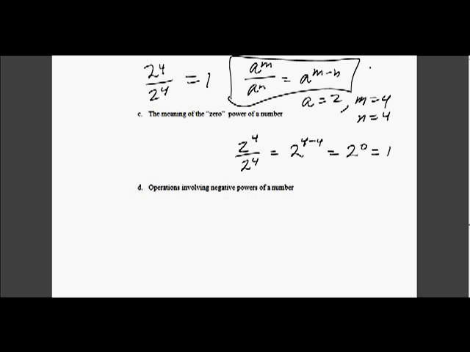I should comment here that for this rule, for the quotient of powers of the same base, we must insist that a not be equal to 0. If a is 0, that quotient is not defined. We can infer from this the general rule that a to the 0 power is 1 for any value of a not equal to 0.